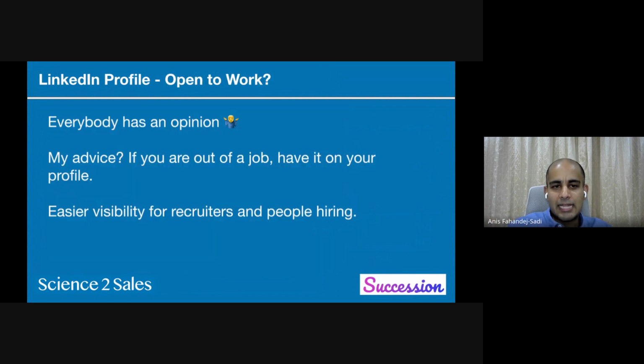Okay. Last thing, open to work, right? Honestly, everyone has an opinion about this. Some people say don't have it, some people say do have it. My advice, which you can take or leave, is if you are out of a job or you're looking for a job, have it. It makes it easier for people that are recruiting and hiring. Like Harrison mentioned, he's going to be scrolling through dozens and dozens of profiles looking for people to hire or sifting through applications. If you're really clear about your intentions, it just makes it easier for him and people like him.